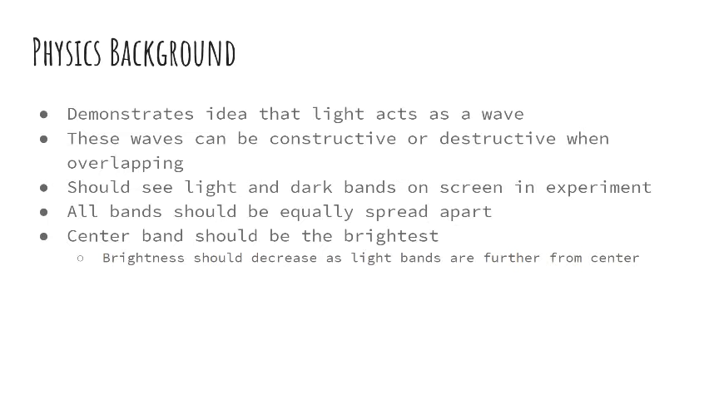These waves can be constructive or destructive when overlapping. This constructive and destructive interference can be observed as light and dark areas projected onto the wall. These light and dark bands should be equally spread apart. The dark areas correlate to destructive interference, whereas the light areas correlate to constructive interference. At the center should be the brightest point. As the bands become further from the center, the brightness should decrease.